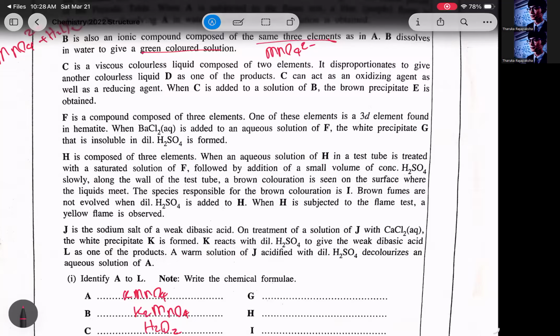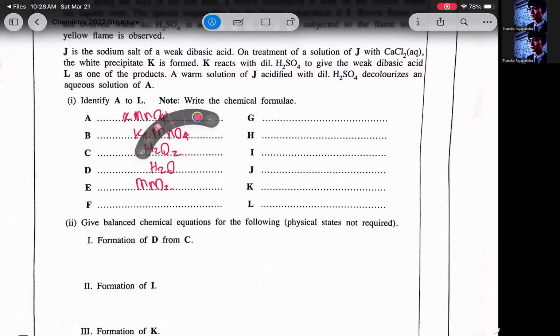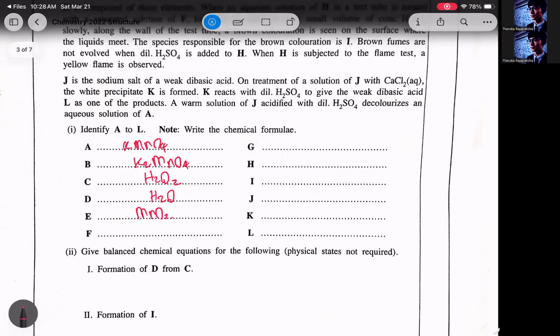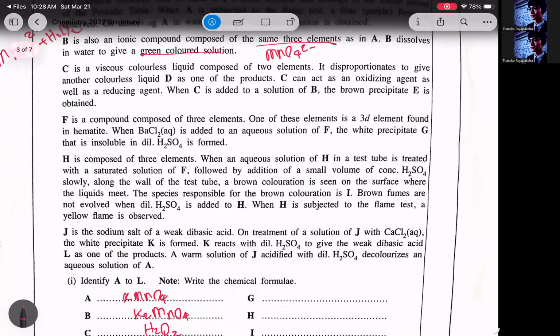Now here you might be wondering why can't it be FeSO4? Why can't this be FeSO4 and why is it Fe2(SO4)3? Fe2 plus, Fe3 plus, they have not mentioned anything. So F is a compound composed of three elements. One of these elements is a 3D element found in hematite. They don't say the oxidation number there. So it's Fe there. And these statements tell you that there's sulfate there, the SO4 2 minus is there. So either it should be Fe2 plus sulfate or Fe3 plus sulfate.